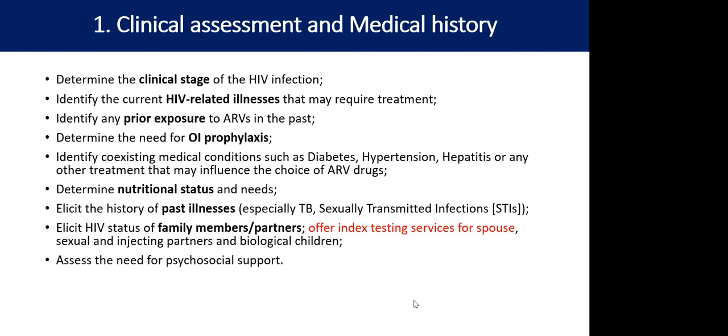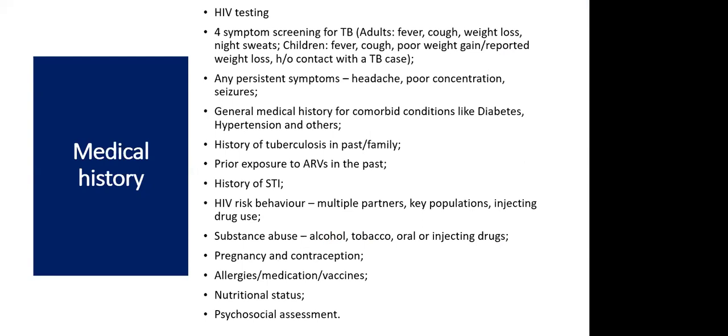Next slide, please. So if you go for the history, one is an HIV testing related history, and TB screening. You all know that for adults, we need to look for 4S screening with fever, current cough, weight loss, and night sweats. And for children, fever, cough, poor weight gain or reported weight loss, and history of contact with an active TB case in the family or close contact.